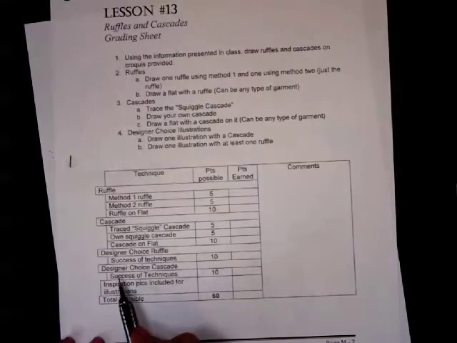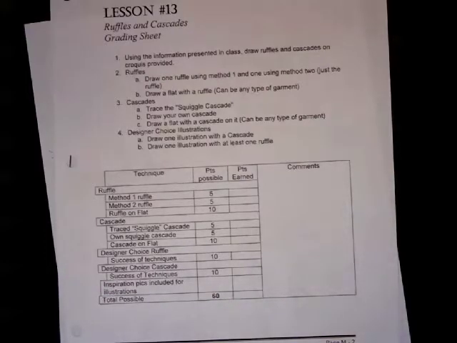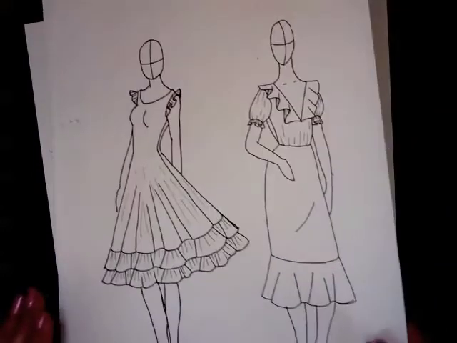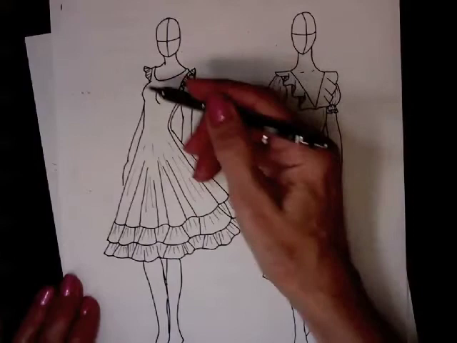Then I want you to draw 2 illustrations. One illustration that has a ruffle and one illustration that has a cascade. Now remember, illustrations have to have the croquis underneath. So you'll draw something similar to this.